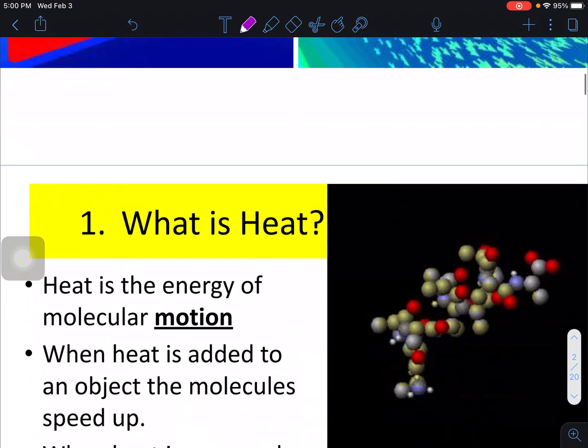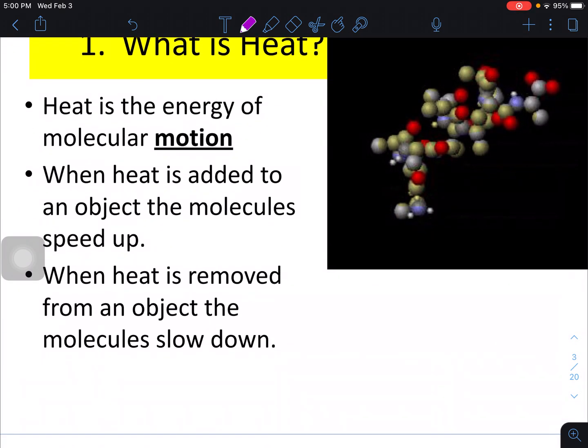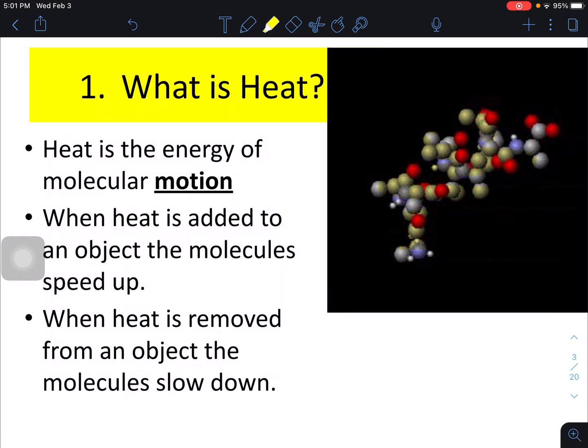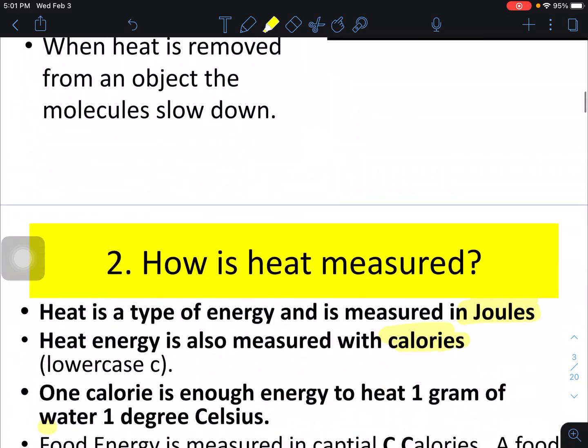What is heat? Heat is energy of molecular motion. So that's what you'd want to write for that. Heat is energy of molecular motion. All atoms and molecules are moving, they're vibrating, and when heat is added, molecules speed up. When heat is removed, molecules slow down.